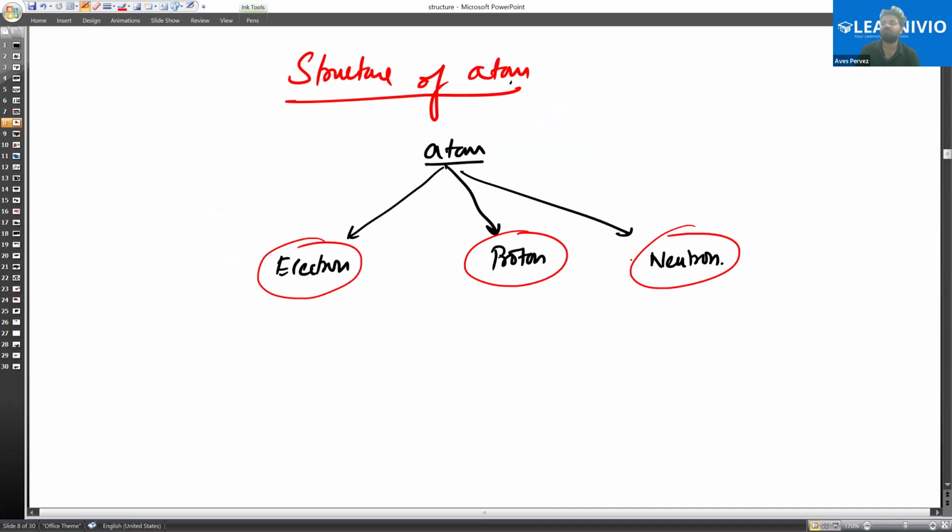So note it down, the first chapter is structure of atom, and write down that atoms are made up of three subatomic particles. The subatomic particles are electron, proton, and neutron. Please note it down.